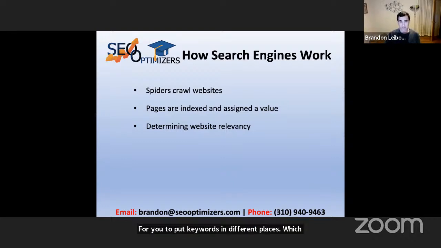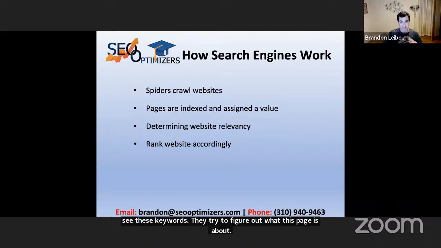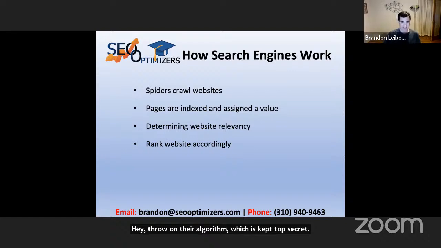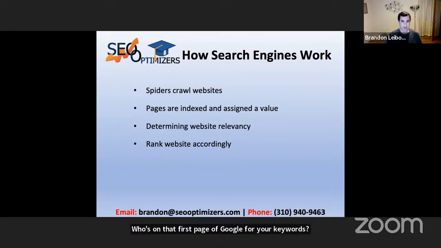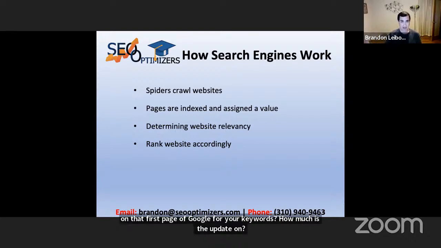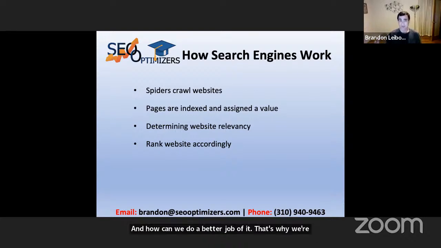They try to figure out what this page is about. They throw it in their algorithm, which is kept top secret. Nobody knows how it works. And if you did know how it works, it changes tomorrow and the next day and the next day. So we're not really trying to figure out how Google works, but really trying to figure out who's on that first page of Google for your keywords, how much SEO have they done, and how can we do a better job of it. That's why we're going to talk about competitive analysis, because we got to figure out who your competitors are and what have they done, and how can we do a better job of it.